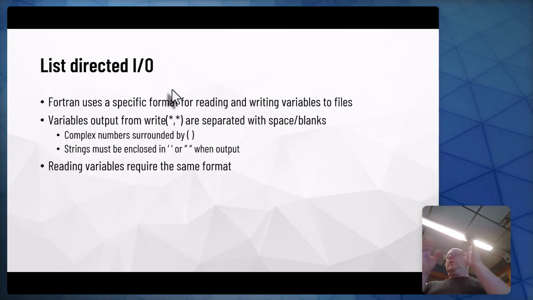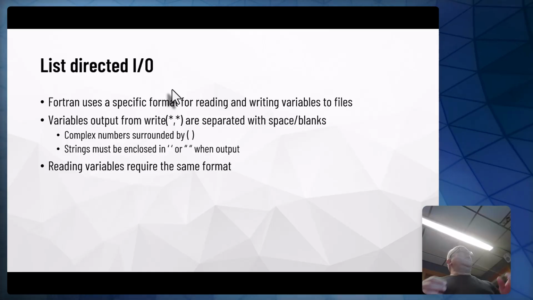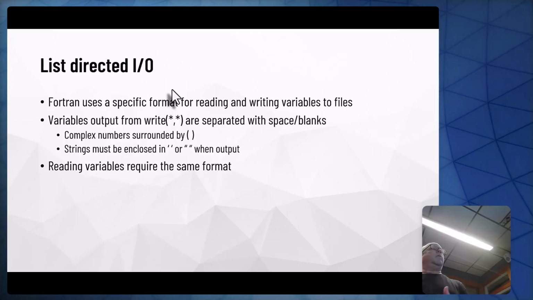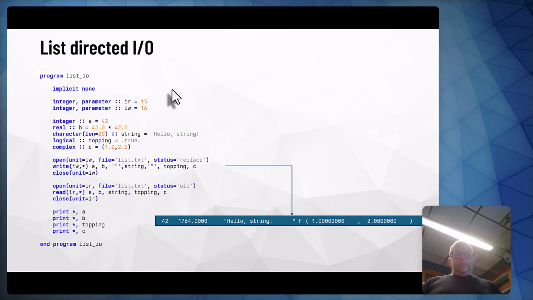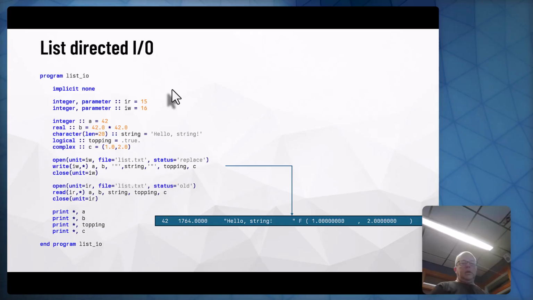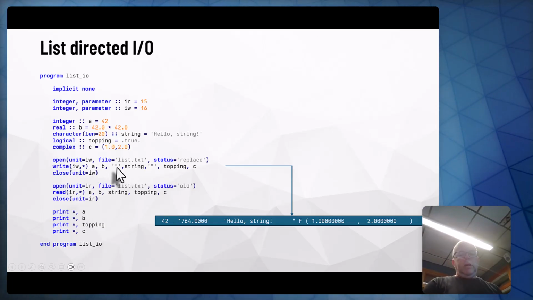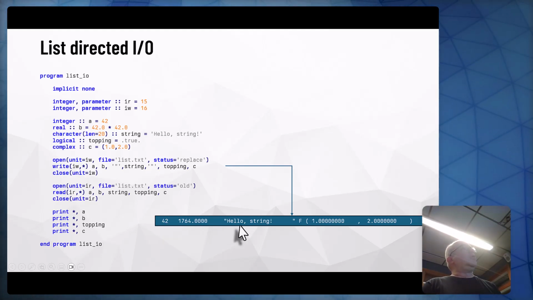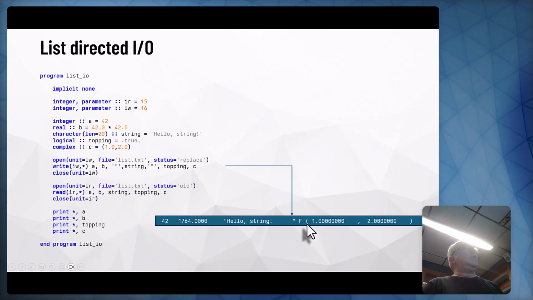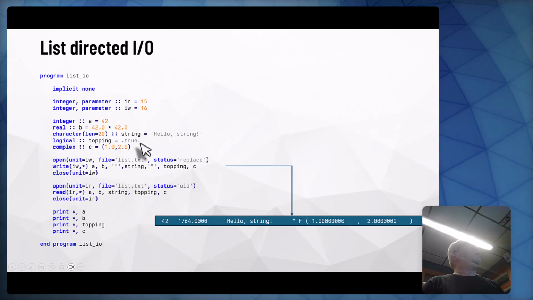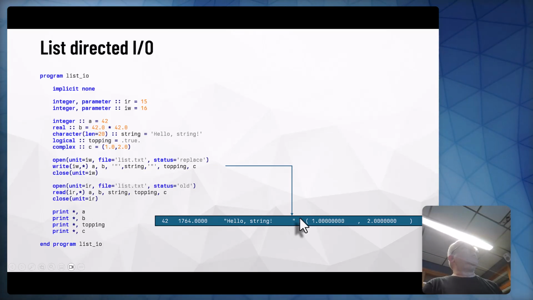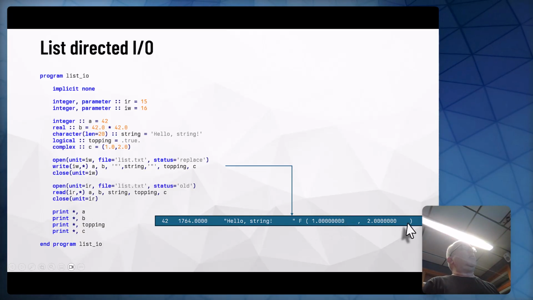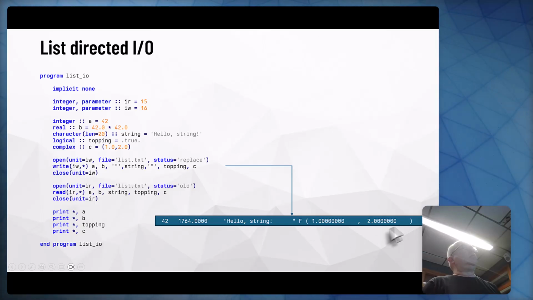Complex numbers have to have parentheses in the file, and strings must be enclosed with single quotes or double quotes when you do an output, and reading variables requires the same format. So for example here, if I write a file, I do A, B, string, topping, C, you can see that the numbers are output in a certain way, and then I have a logical as well. Yes, the topping here, that F, that is a false, that's a logical, and T is true. But then you can see I have a complex variable here as well.